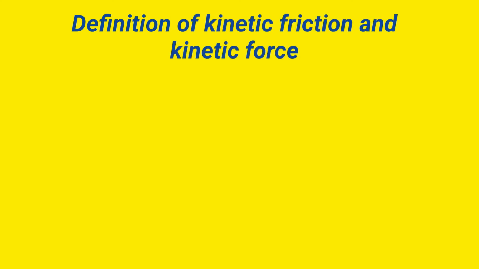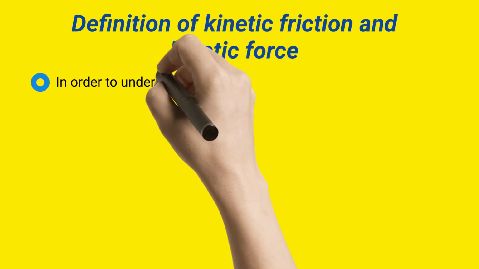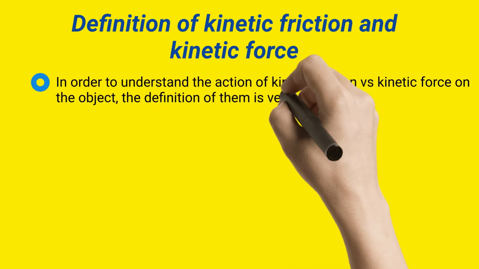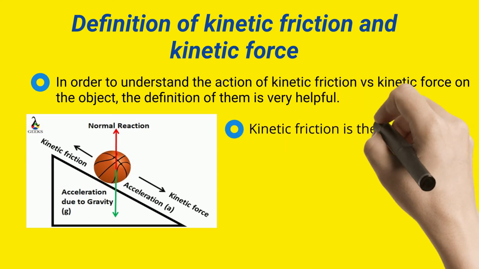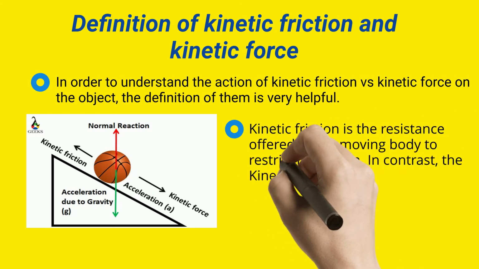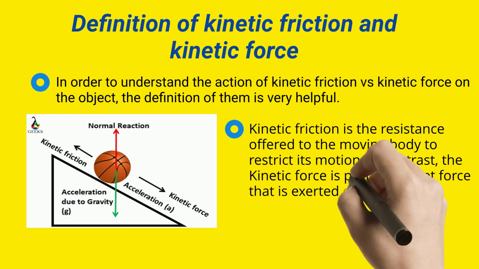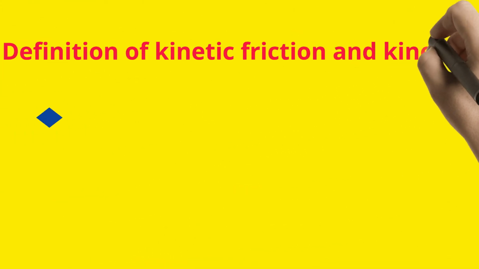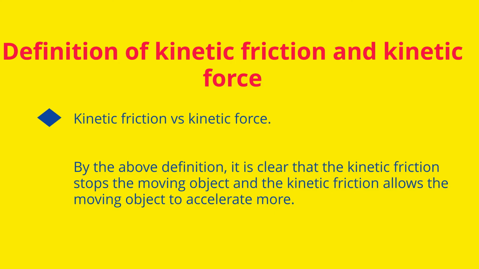Definition of kinetic friction and kinetic force. In order to understand the action of kinetic friction versus kinetic force on the object, the definition of them is very helpful. Kinetic friction is the resistance offered to the moving body to restrict its motion. In contrast, the kinetic force is probably a net force that is exerted on the object parallel to the plane of inclination that causes the object to accelerate. Kinetic friction versus kinetic force. By the above definition, it is clear that the kinetic friction stops the moving object and the kinetic force allows the moving object to accelerate more.